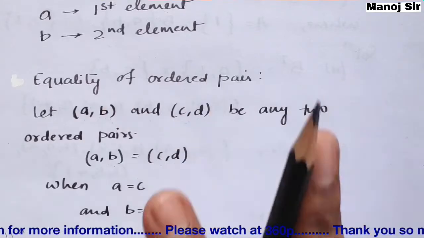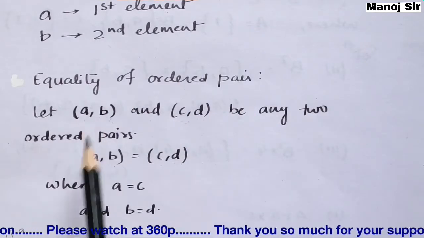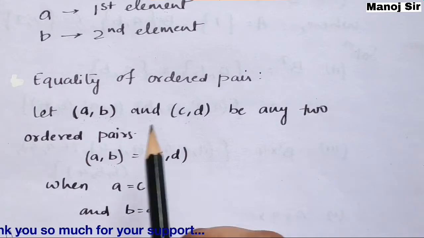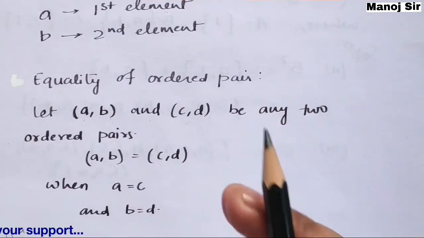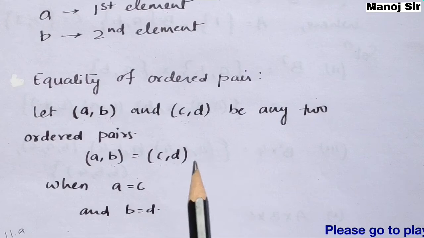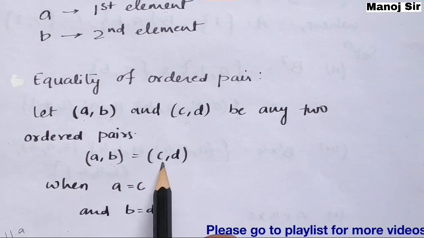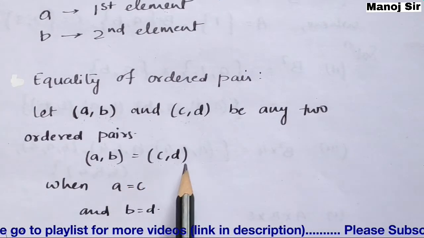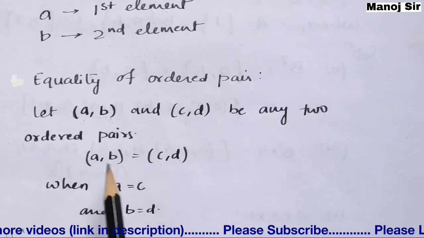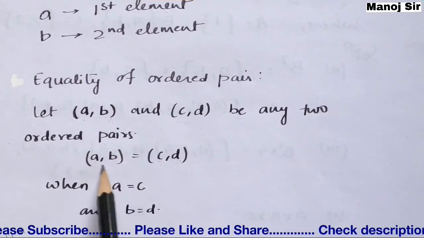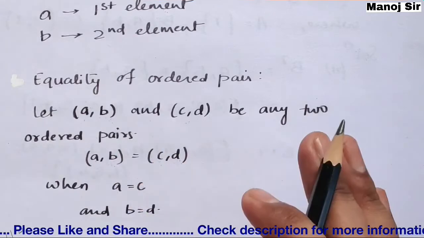Let's suppose we have two ordered pairs, that is (a, b) and (c, d). These two are my ordered pairs. These both are said to be equal, that is (a, b) = (c, d), when? When a is equal to c and b is equal to d. If a equals c and b equals d, then only we will say that these two ordered pairs are equal.